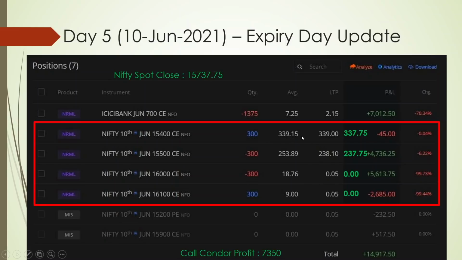Of course, the ITM options will get exchange settled. We have to pay brokerage because this is an in-the-money expired option. 15,500 is well below 15,737. So this option is 237 rupees in the money. So this option will get settled, and the 15,400 option will also get settled at 337. Whenever the settlement happens, we will pay brokerage and some STT. I have already uploaded the screenshot of the STT. The STT was somewhere around 200 rupees.